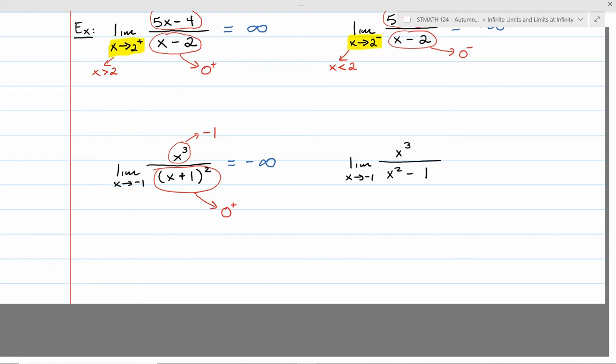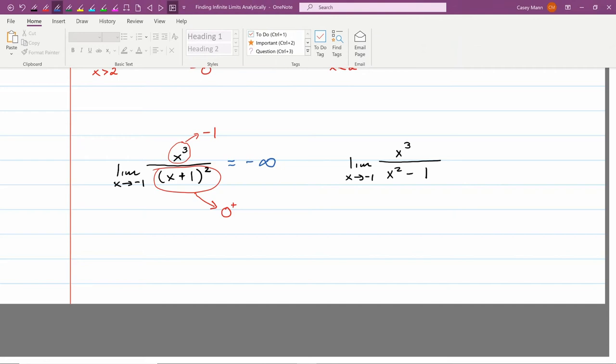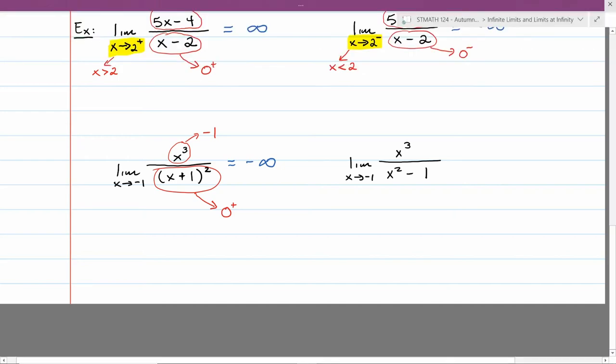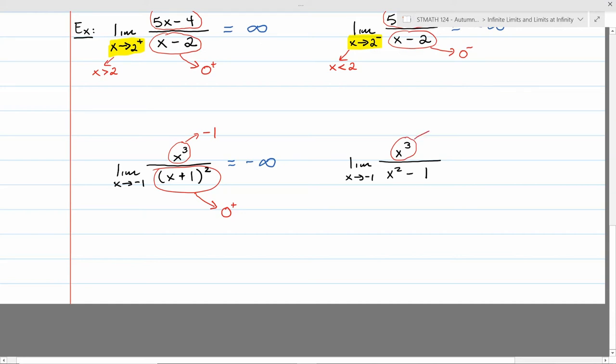Okay, one more, the one on the lower right. There your x is going to negative 1 again. And just like before on the left, the numerator is going to negative 1.